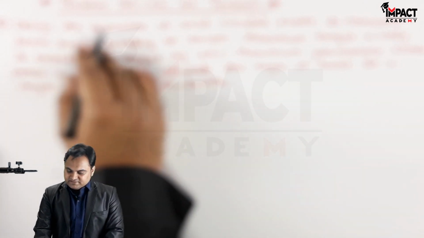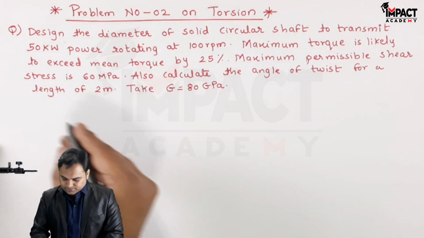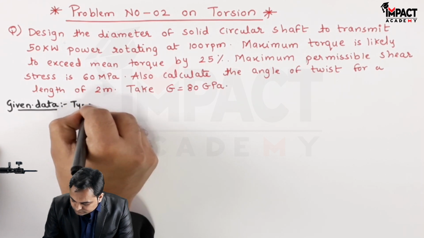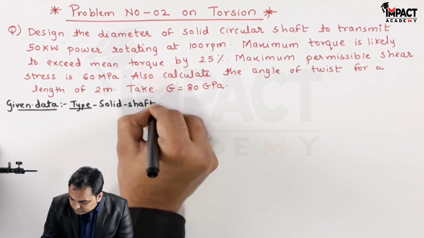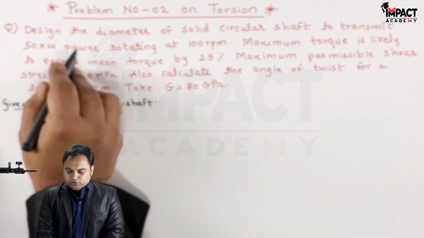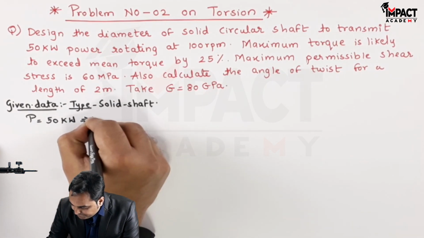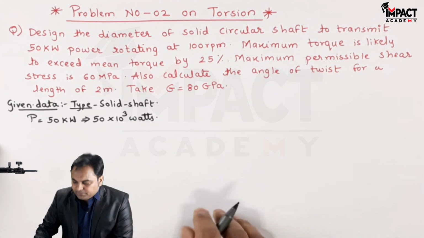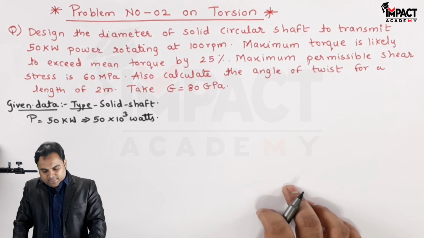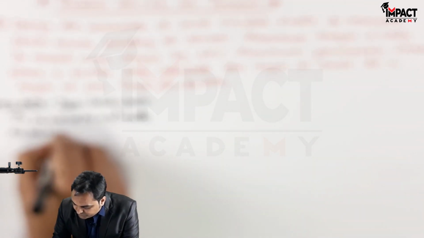Here it is given, design the diameter of the solid circular shaft. In the data, first mention the type of shaft. Here we have a solid shaft as mentioned in the question. To transmit 50 kilowatt power is given, denoted by P. Multiplying the power with 1000 or 10 raised to 3 to get in terms of watts. Next, rotating at 100 rpm. Speed of the shaft is given.